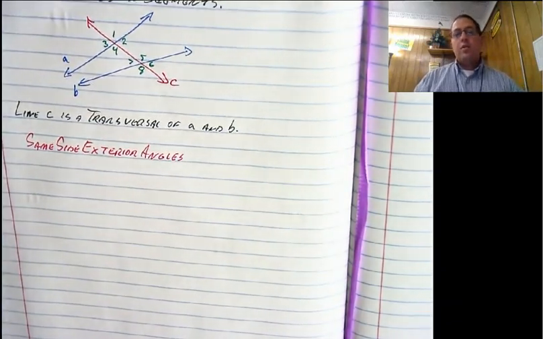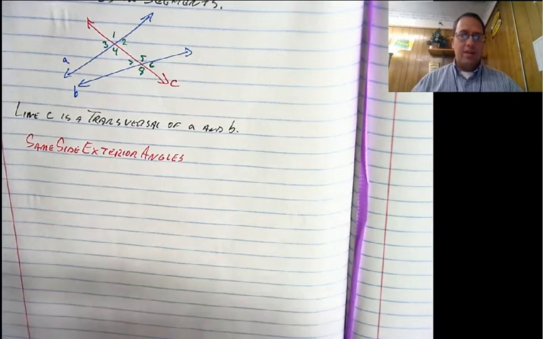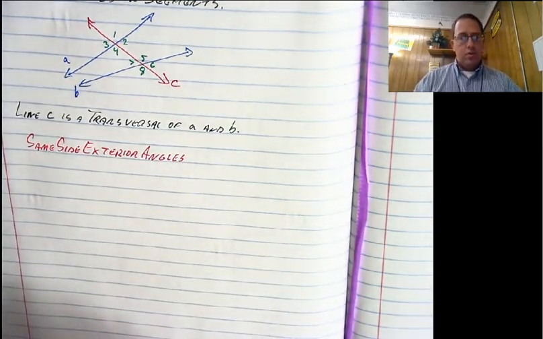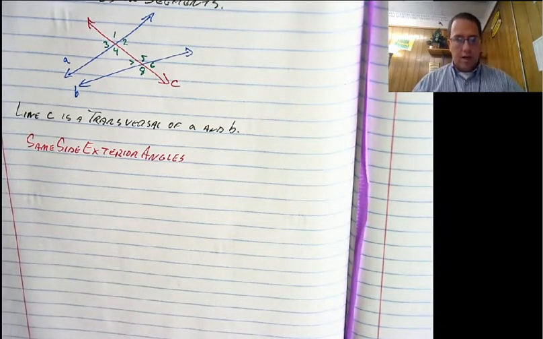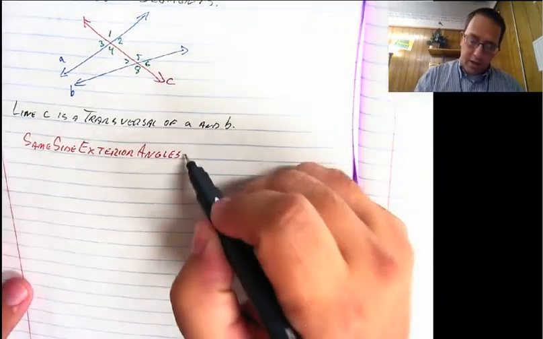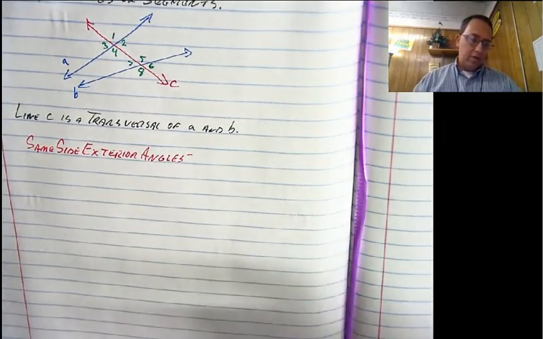We will not call these consecutive exterior angles because they're not next to each other. They can't be consecutive because they've got those interior angles in between them. So they're not consecutive. They are, however, same side. So that's what we will call them. And the definition for this, we will say that these are angles on the same side of the transversal and outside the two lines.